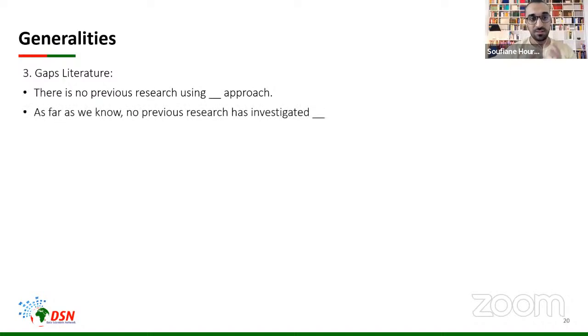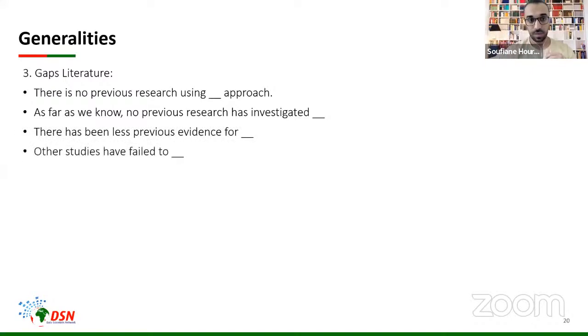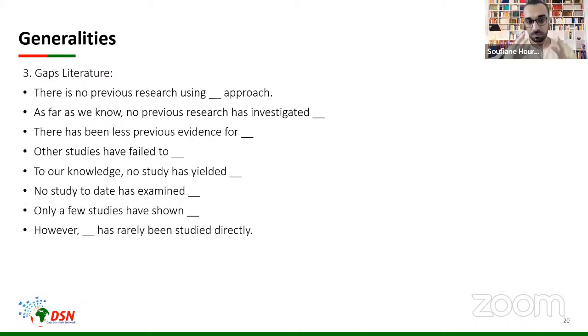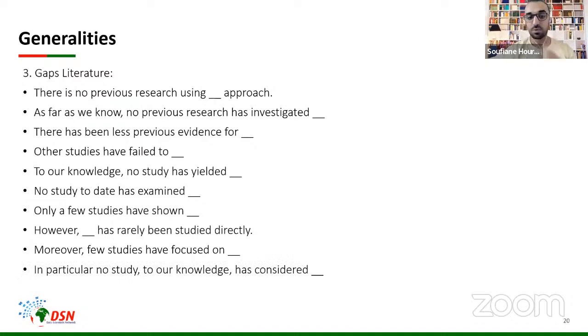Okay, as far as we know, no previous research has investigated that. There has been less previous evidence for. Other studies have failed to, to our knowledge, or to the best of our knowledge. No study has yielded, or no study has covered, or some. So just something like that. No study to date has examined. Only a few studies have shown that. However, something has rarely been studied directly. Moreover, few studies have focused on. In particular, no study, to the best of our knowledge, has considered that.